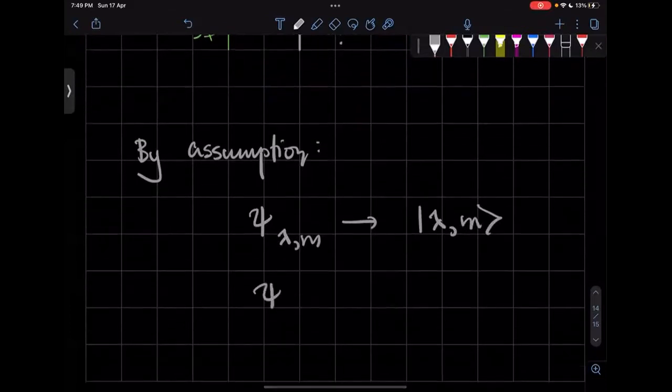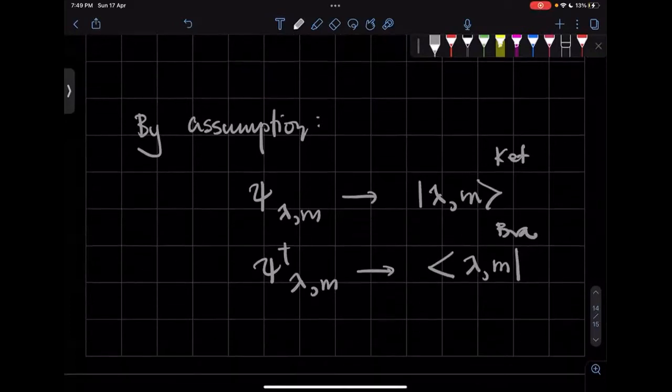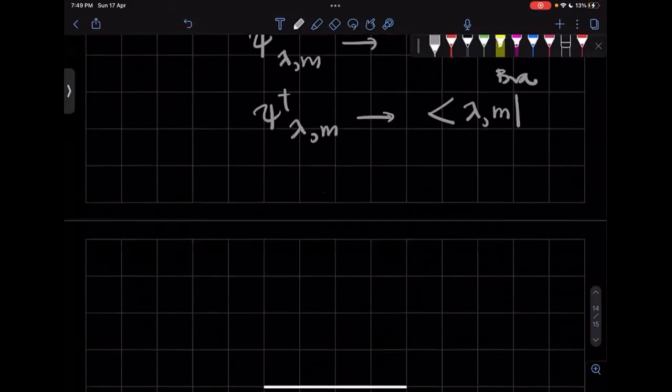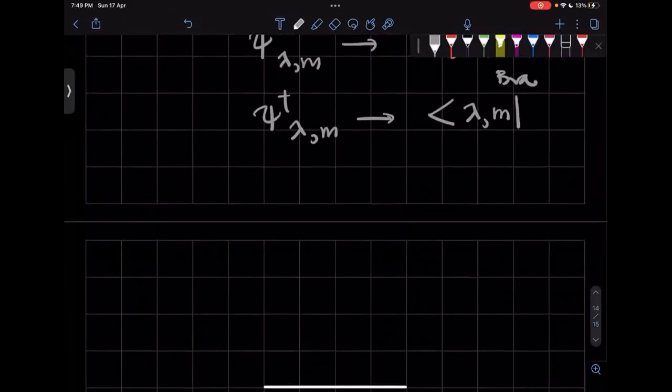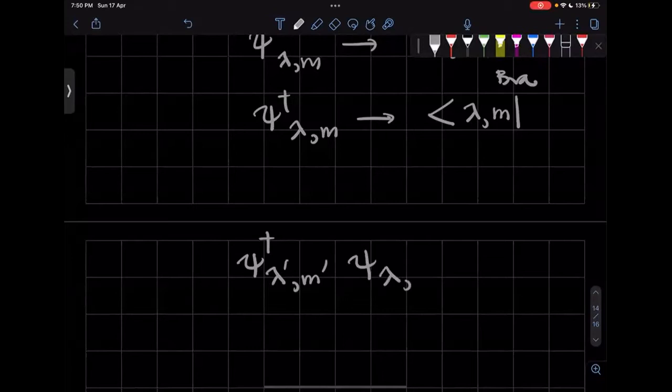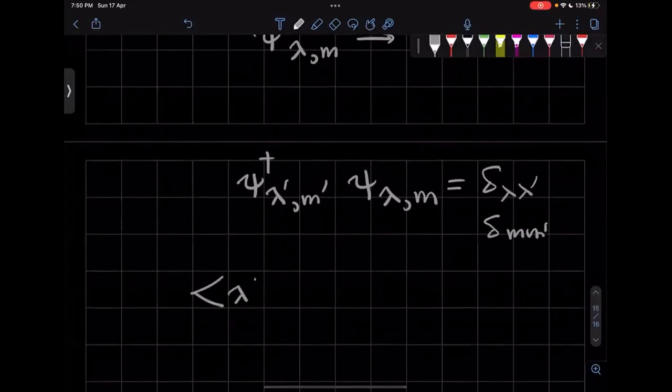Now, what about its Hermitian conjugate? For that, I will use this notation. This is called a ket, and this is called a bra, so that the whole thing together is a bracket. By assumption, orthonormality tells us that if I take psi dagger lambda prime m prime and take its inner product with psi lambda m, that is going to be delta lambda lambda prime, a Kronecker delta, times delta m prime m. So this we write as lambda prime m prime lambda m.